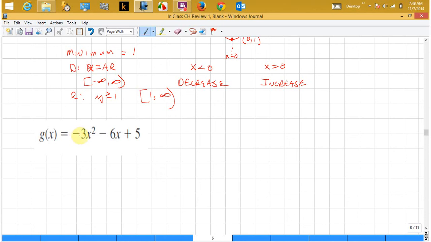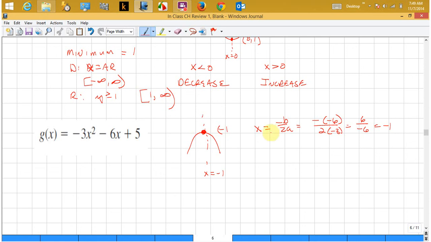Okay, see, it's got a negative in front of the 3, so this is going to be a parabola that opens downward. So the vertex will be a maximum. So we need to find the vertex. That's going to be at negative b over 2a, which will be the axis of symmetry. So it'll be negative b over 2a. That will be the negative of negative 6, that's the b value. And 2a would be 2 times a negative 3. That'll be 6 all over a negative 6, which would be a negative 1. So the x-coordinate of the vertex is negative 1. The axis of symmetry is x is equal to negative 1.